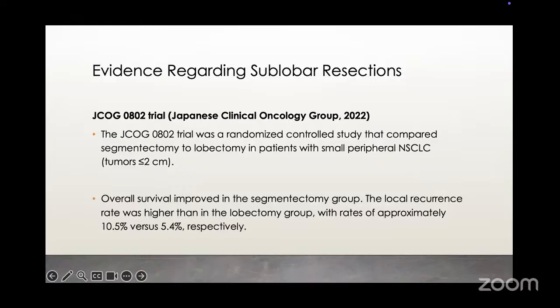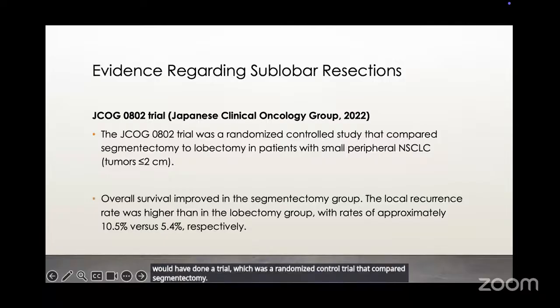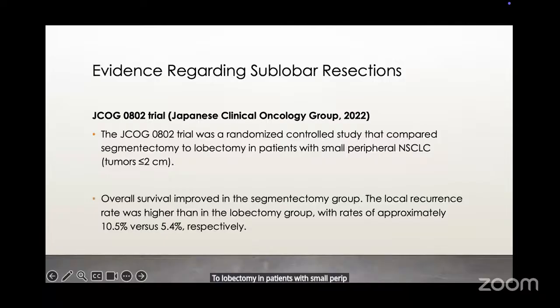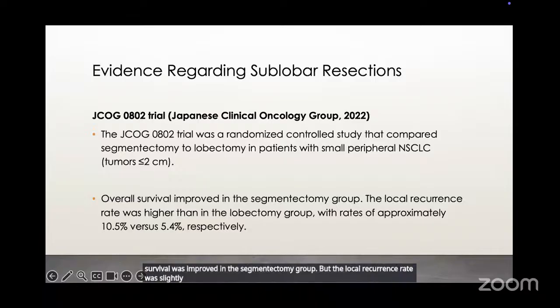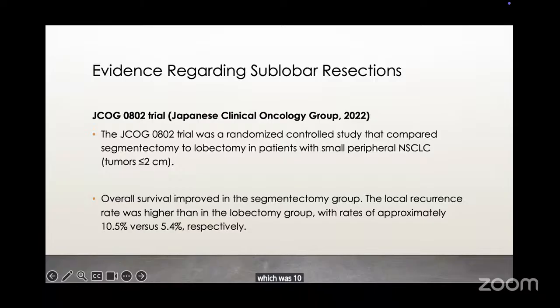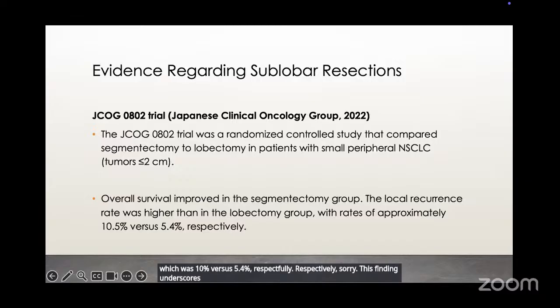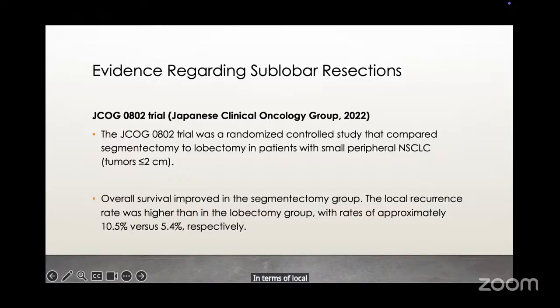Further evidence: the Japanese Clinical Oncology Group in 2022 conducted a randomized controlled trial that compared segmentectomy to lobectomy in patients with small peripheral non-small cell lung cancer tumors less than 2 centimeters. What they found was that overall survival was improved in the segmentectomy group, but the local recurrence rate was slightly higher than the lobectomy group, at 10% versus 5.4% respectively. This finding underscores the challenge of achieving equivalent oncological outcomes with sublobar resections in terms of local control and long-term survival.